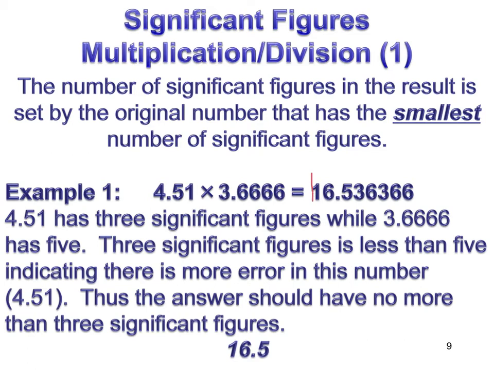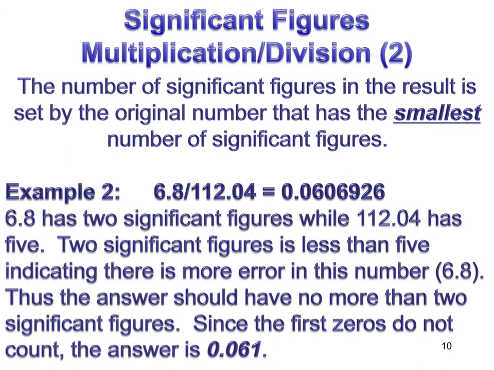So if we start counting at the 1, the 6, and the 5 are our 3 significant figures. And with a 3 after that 5, we just drop the rest of it. And our number is now 16.5 to the appropriate number of significant figures.